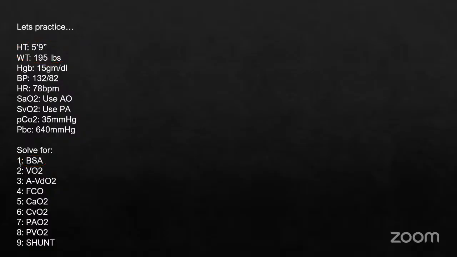Perfect. VO2. How do I get VO2? Well, I get BSA times 125. So I do have the information. Yay. Now I have the AVDO difference.